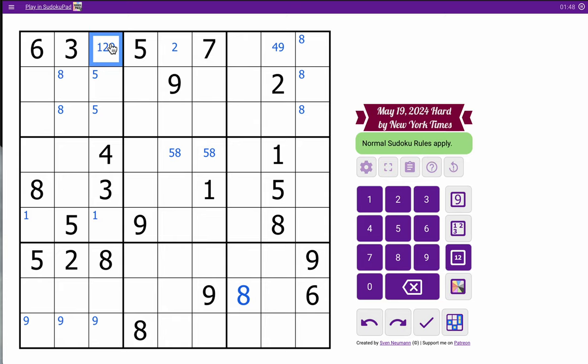This one sees four and eight, but could be the rest. This one sees nine, but could be the rest. This sees two and eight, so this is 149. That's two and nine, so this is 148. Okay, that was not helpful.